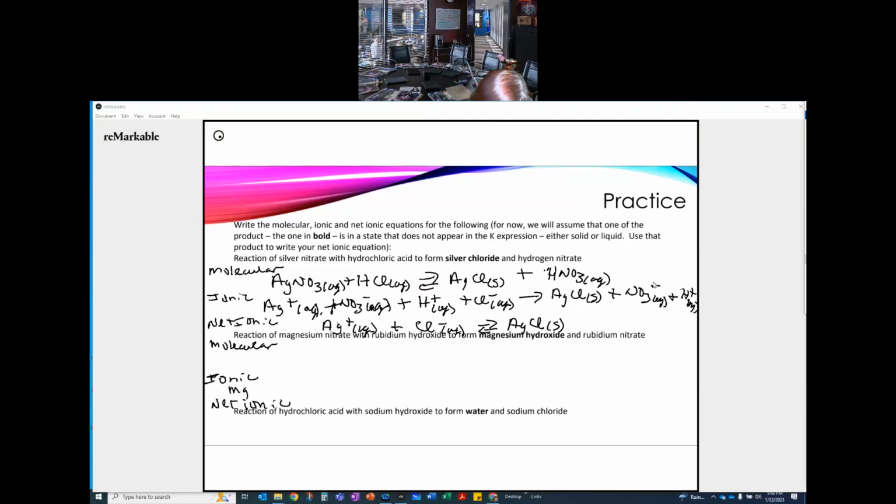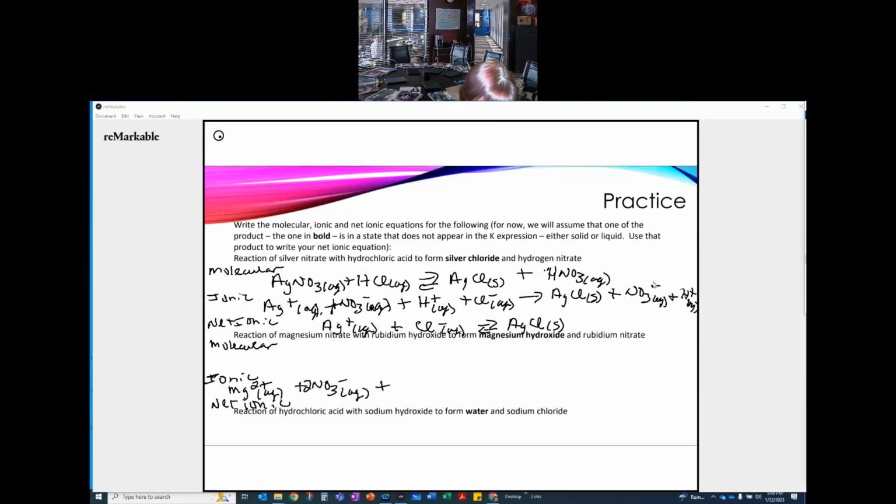So that's an Mg2+ aqueous, and with nitrate, NO3- aqueous. If I have a 2+ and a 1-, I need 2 NO3- to make that work.